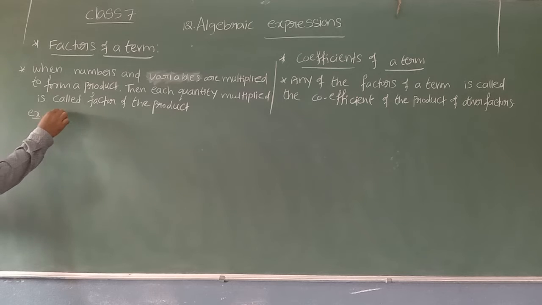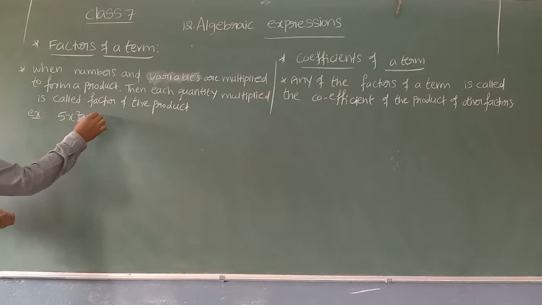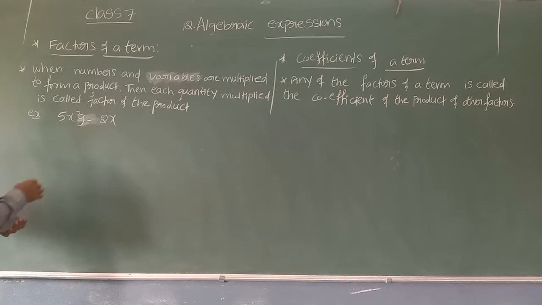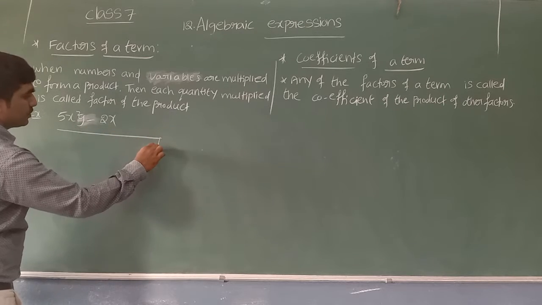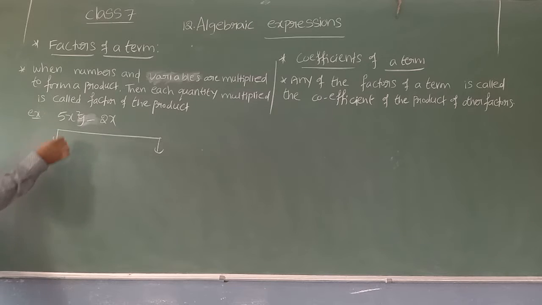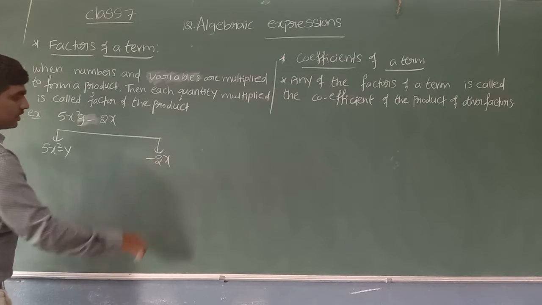Let me take one example here. 5x square y minus 2x. It is one algebraic expression. Now this algebraic expression contains how many terms? It has 2 terms. Now let me separate those 2 terms and write the factors of each term. Here 5x square y is one term and minus 2x is the other term.